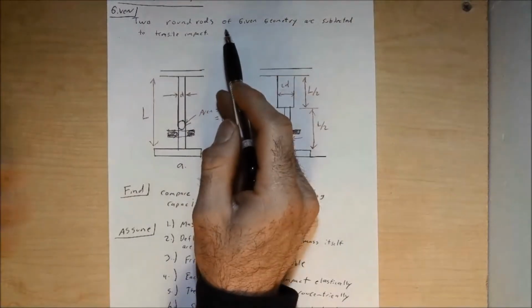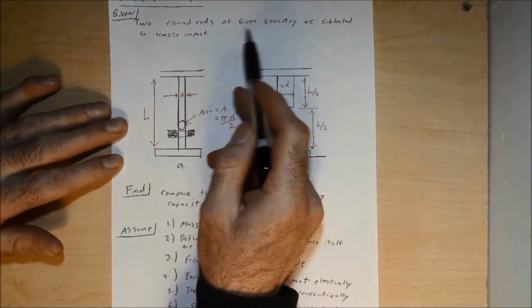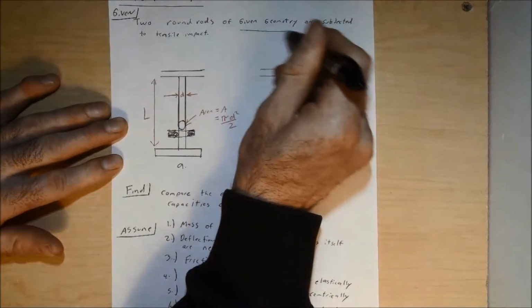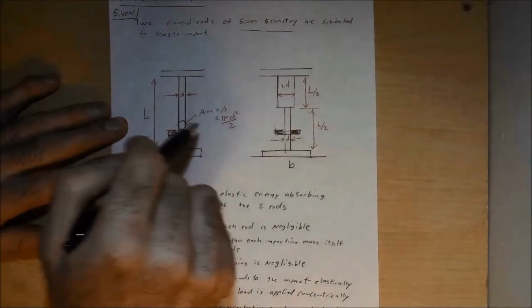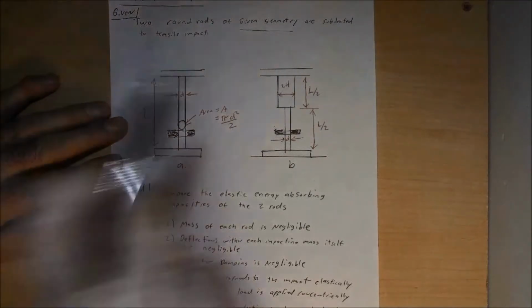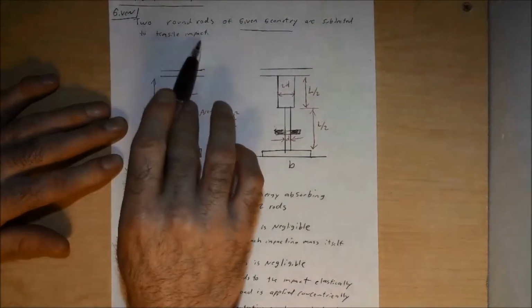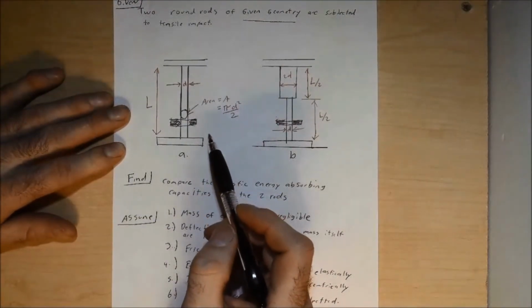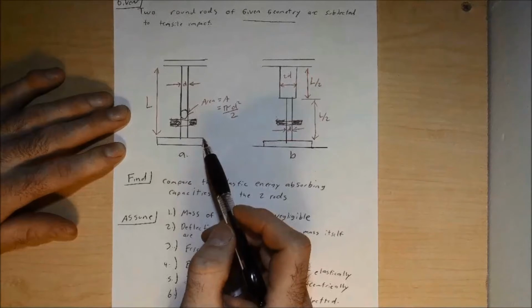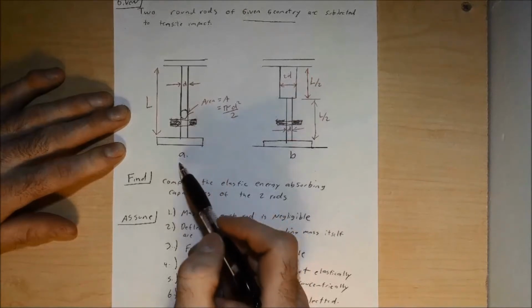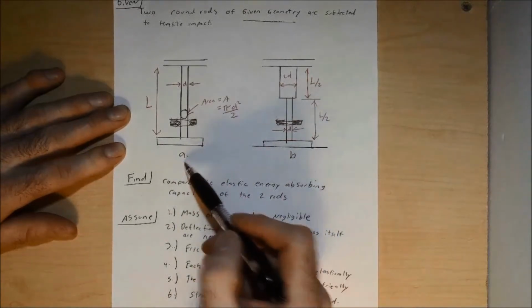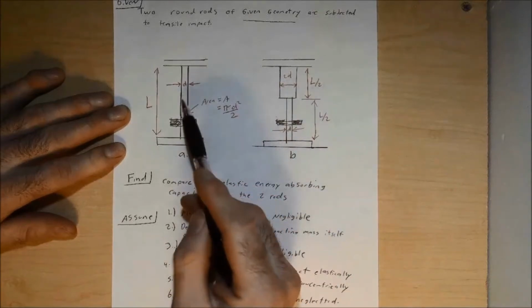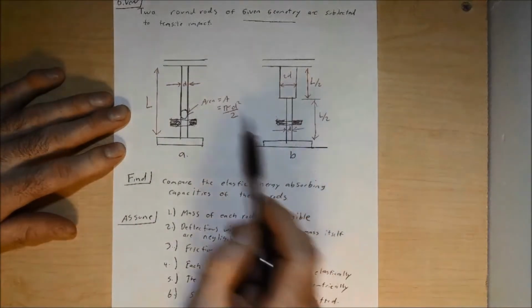Well, we have two round rods of given geometries. We know what the geometries are. It's shown for both A and B in the schematic below. These are going to be subjected to a tensile impact. So we redraw these here. Not too much different from the actual given schematic. It's pretty simplified to begin with, but I have part A and part B for rod A and rod B. And again, we look at geometries here. We have the total length L on both of them.